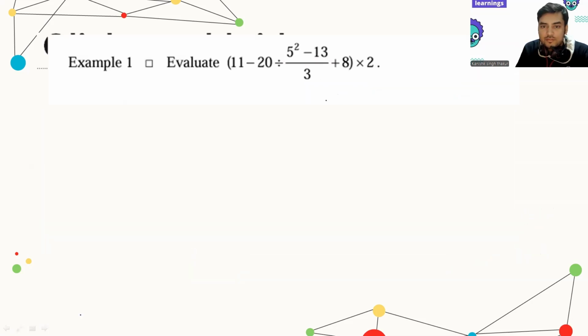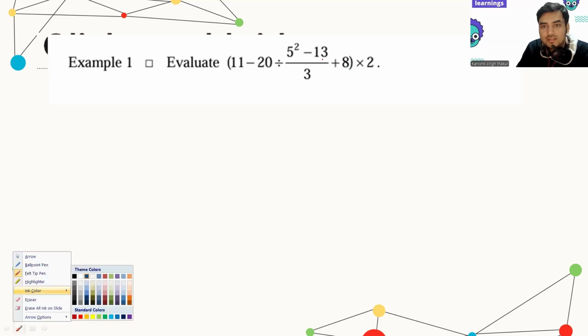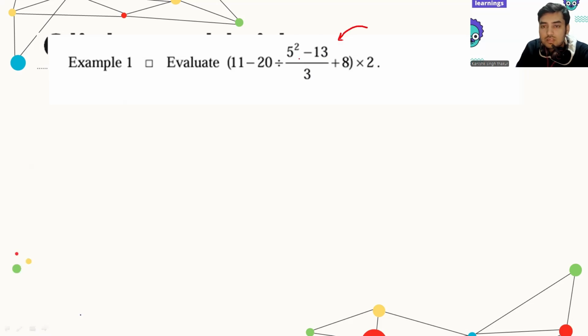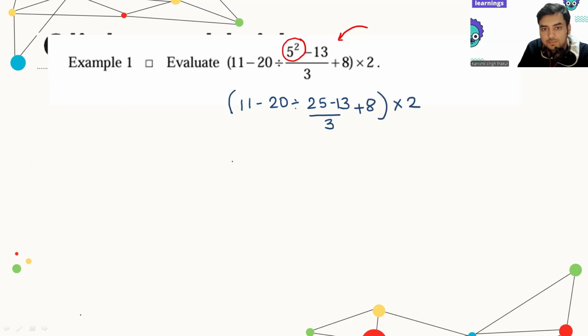Okay guys, so let us look at the very first example. We have 11 minus 20 divided by (5 square minus 13 by 3) plus 8 times 2. Where I see the bracket, I'll jump inside it and solve the bracket things first. Wherever I see exponents, I'll write them in normal form, and then do division, multiplication, addition, and subtraction. So 11 take away 20 divided by (25 take away 13 divided by 3) plus 8 times 2.